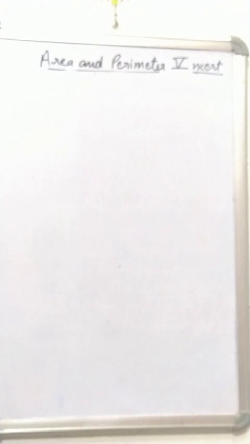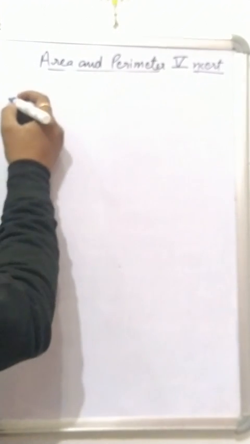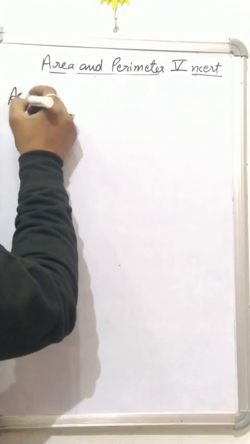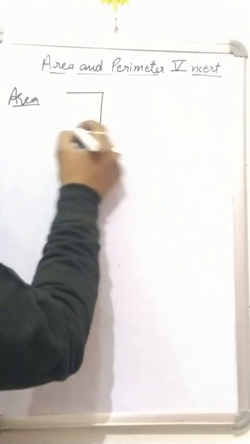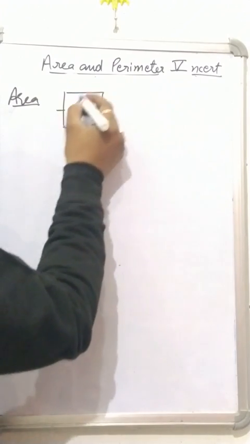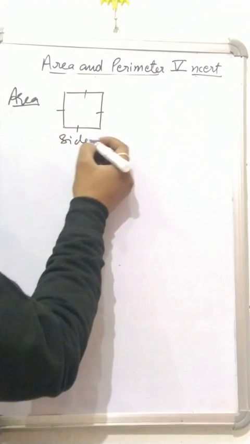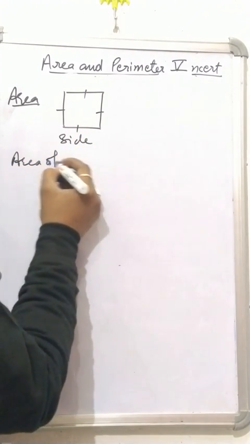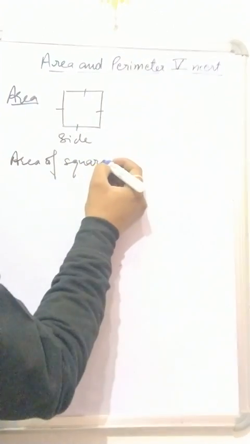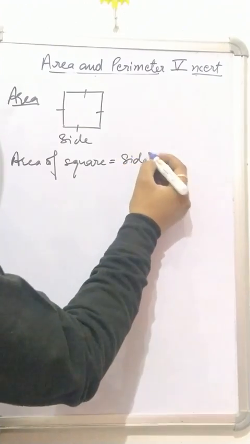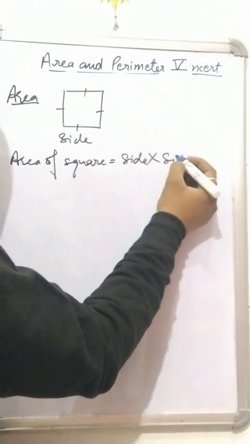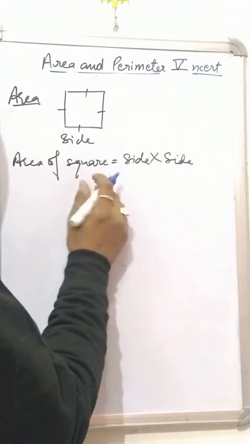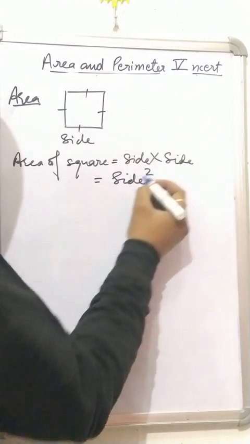Now we get perimeter, area of square. We know that all sides of a square are equal. So you write here area of square is equal to side multiply side. Is that clear? So you have to write here side square.